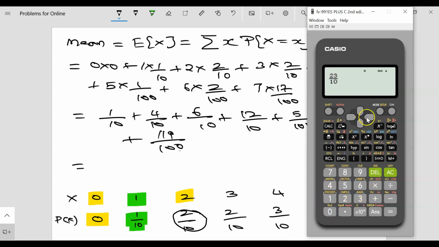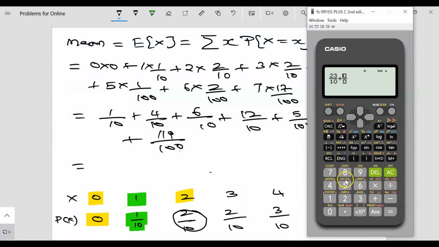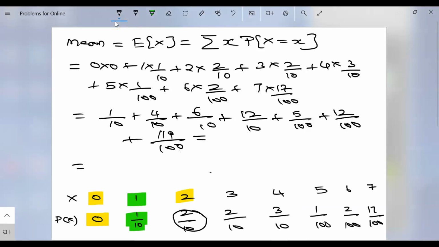Okay, plus. The next thing here is, how many things are with the 100? See the numerator alone, 5 by 100, 12 by 100, so 17 by 100, plus 119 by 100. So 119 plus 17 means 136 by 100. 136 divided by 100. Okay, this is what we have. So the answer here is 183 divided by 50. So this is the answer for E of x.